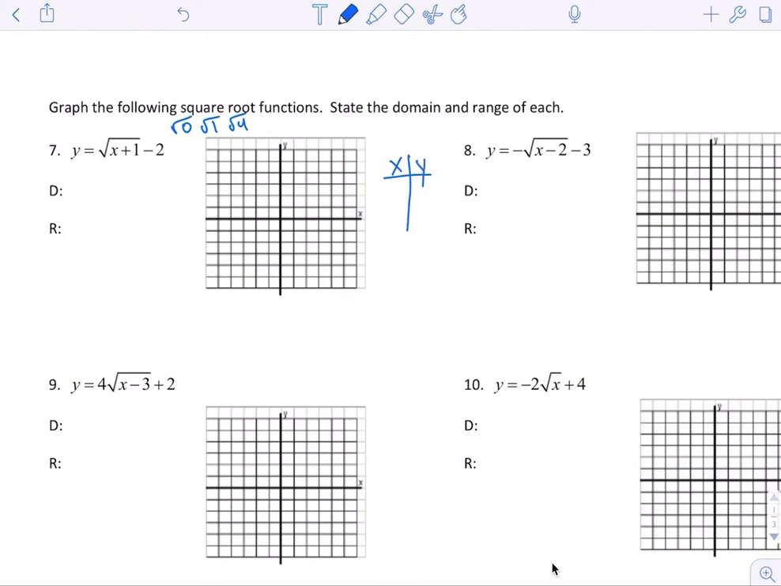So in order to get 0, we need x to be negative 1. So negative 1 plus 1, you guys, is 0. Square root of 0, 0. 0 minus 2, negative 2. Now for the square root right here to be a 1, we should plug in 0 for x. So 0 plus 1 is 1. Square root of 1, 1. 1 minus 2, negative 1.